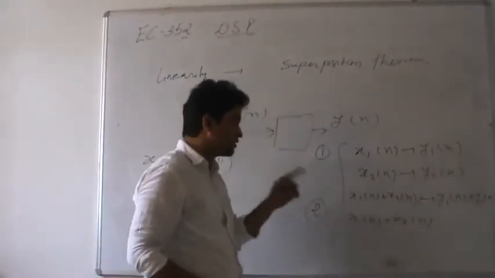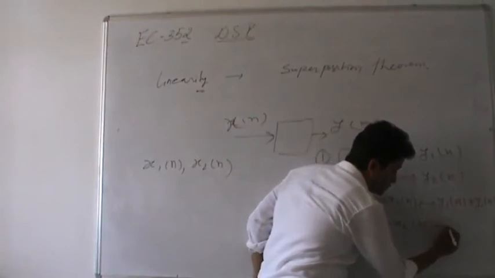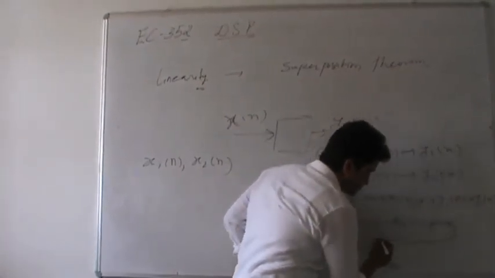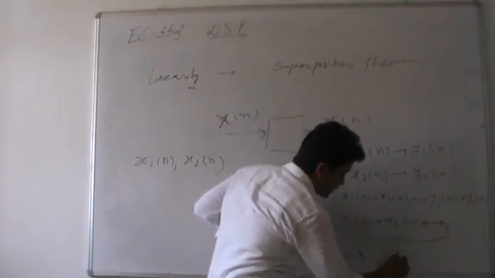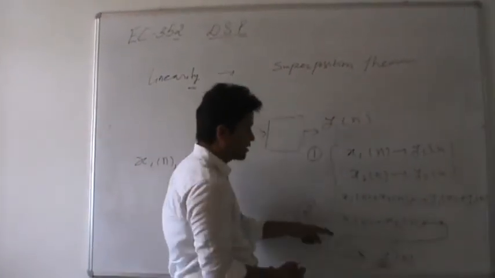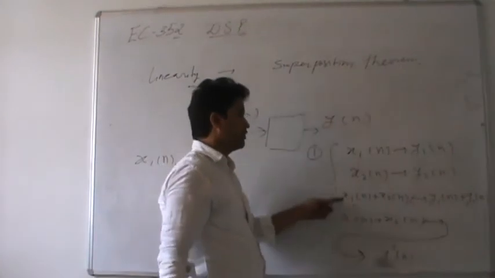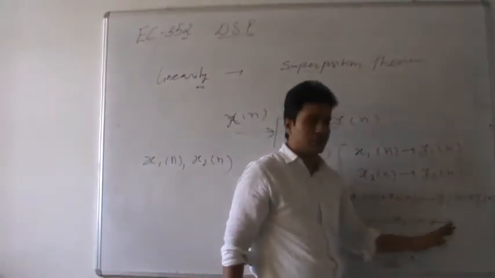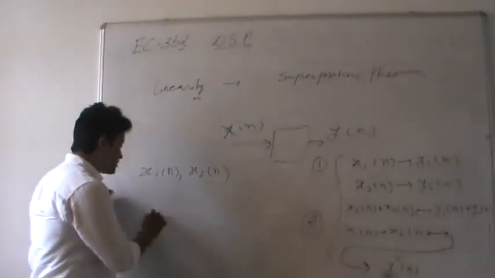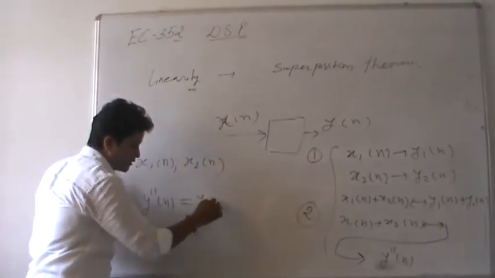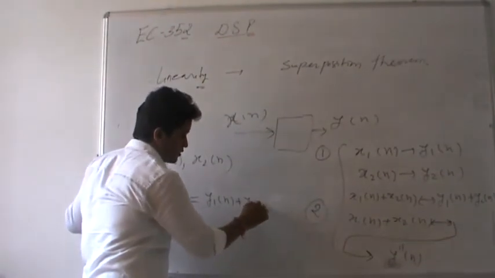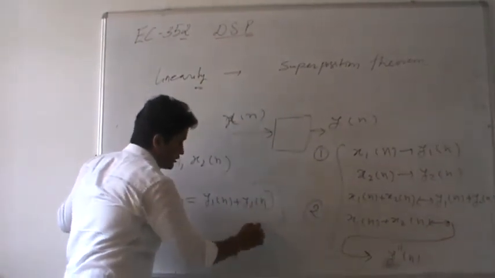In this case, if I am getting some output, I can represent it as y''[n]. Suppose in the second case I am getting the output y''[n], and in the first case I am getting the output y1[n] plus y2[n]. Now as per the superposition theorem, if y''[n] is equal to y1[n] plus y2[n], then the system is linear.